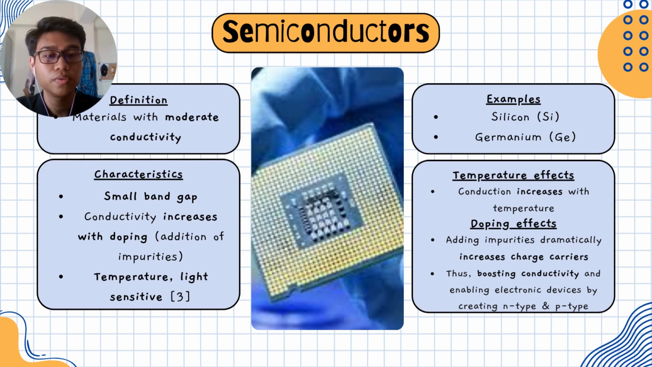There are two factors that could affect the semiconductor's activity, such as temperature and doping. With temperature, conduction increases with temperature. And for doping, the addition of impurities could dramatically increase charge carriers. Because the charge carriers are increased, the conductivity is also boosted, which enables electronic devices, creating negative type and positive type.